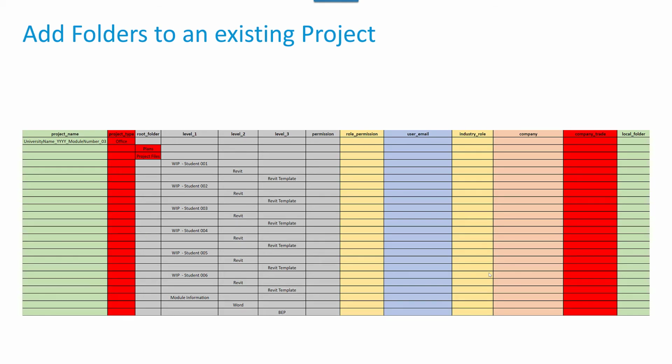As a next step, we're going to add folders to an existing project. As you remember, we had here project files, then we have this folder that already exists. This folder also already exists, and here is a new folder called Revit template, which we're going to add to student 001 to student 006.